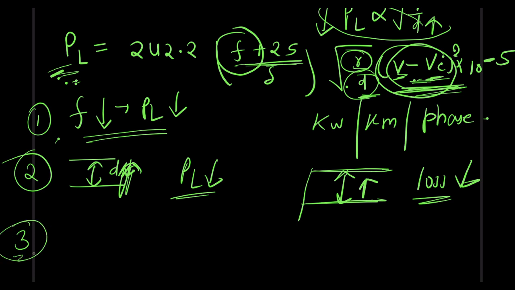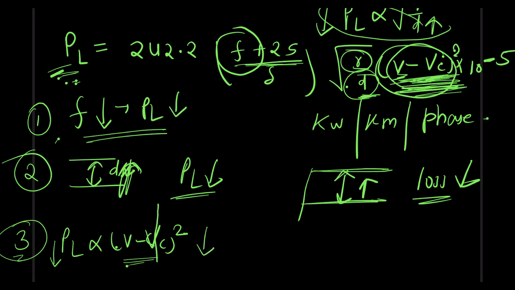Now the third one: power loss is directly proportional to (V minus Vc) whole square. This came from here. So if the value of V minus Vc is lesser, then the power loss will be lesser. And if we have to bring down this value, then we have to increase Vc. If Vc is more, V minus Vc will be lesser, and the corona loss will also be lesser. And we know that Vc is the critical disruptive voltage. The formula of Vc is mg r del ln d by r.